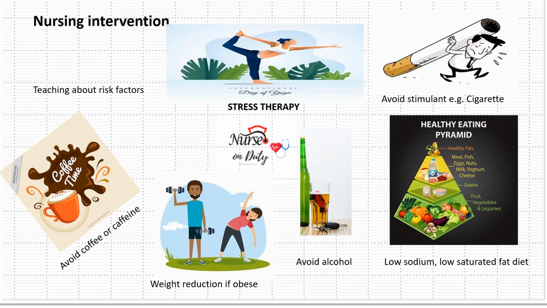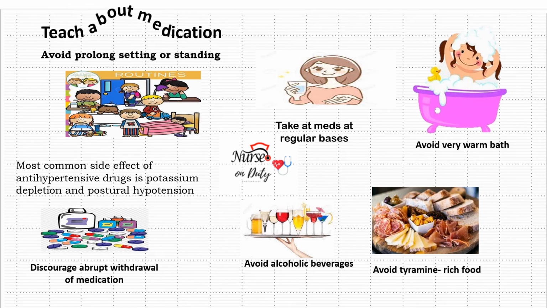Nursing intervention. We need to teach our patients about the risk factor, and we need to encourage on some therapy like stress therapy, music therapy, exercise, walking, that will help to sustain and maintain a healthy body. You need to avoid stimulant like a cigarette because it contains caffeine. Encourage more healthy foods that are low in sodium and low saturated fat diet. Avoid alcohol and avoid coffee that are rich in caffeine like Coca-Cola and chocolates. Then we need to observe weight reduction if obese. Teach about the medication and some things that it needs to be avoid.